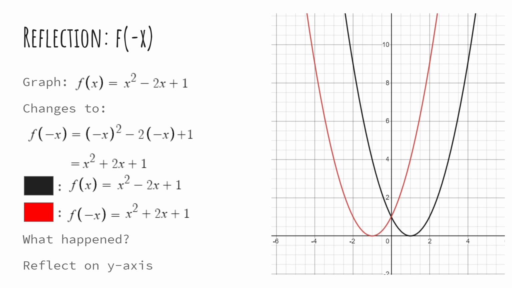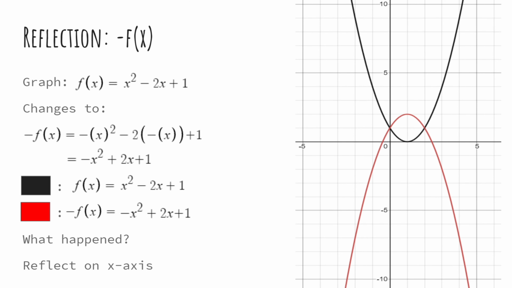The first reflection is y-axis reflection, and I'll be using f(x) equals x squared minus 2x plus 1. When x is negative in f(negative x), it will be reflected on the y-axis, making the equation flip to the other side by using the y-axis.